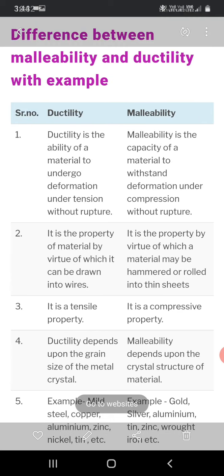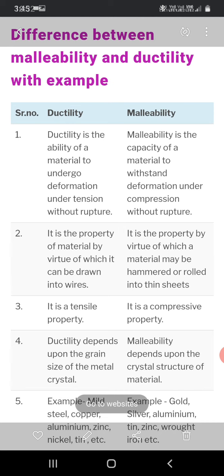Now, the difference between malleability and ductility with examples. Ductility is the ability of a metal to undergo deformation under tension without rupture. Malleability is the capability of a metal to undergo deformation under compression without rupture. Ductility is a property by virtue of which a metal can be drawn into wires. Malleability is the property by virtue of which a metal can be hammered or rolled into thin sheets. Ductility is a tensile property. Malleability is a compressive property.